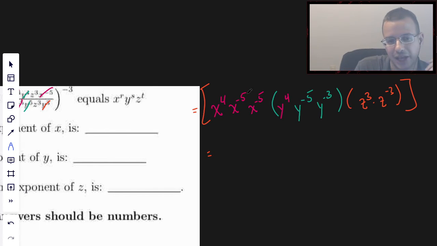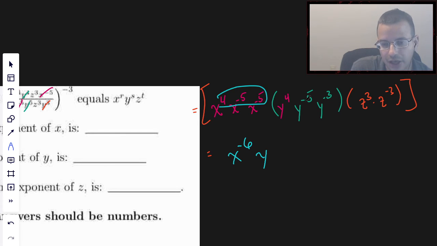So now we're going to add up all these numbers for the exponents. For x, negative 5 plus negative 5 is negative 10. Negative 10 plus 4 is negative 6. For y, negative 5 plus negative 3 is negative 8. Negative 8 plus 4 is negative 4. For z, 3 plus negative 3 is 0.